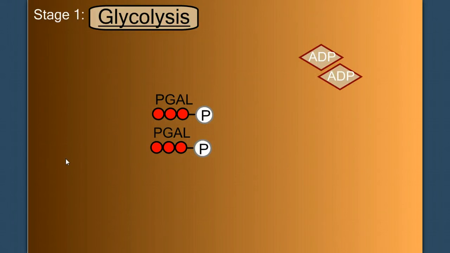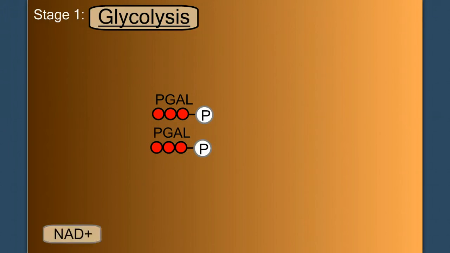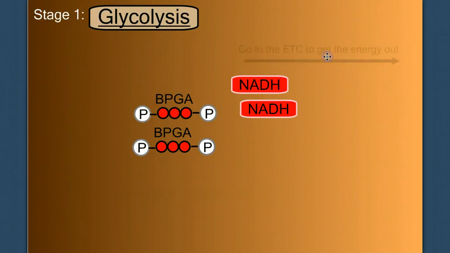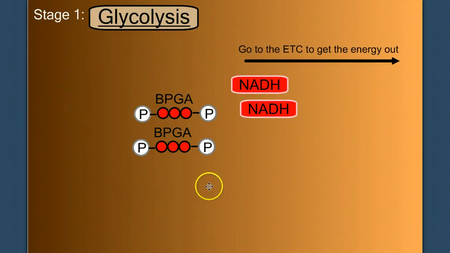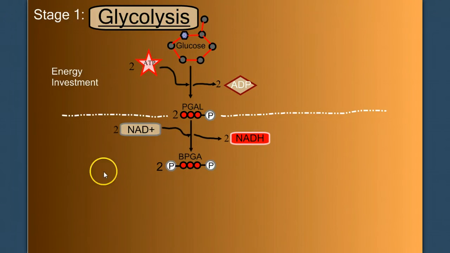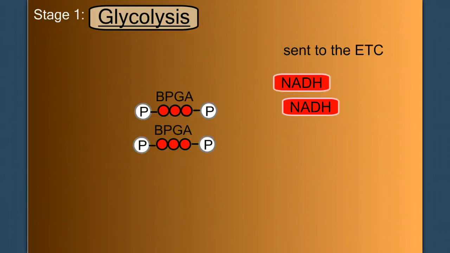Let's look at it again. The 2 PGAL that we have at the end of the first step of glycolysis reduce NAD plus to NADH, which is carrying for us high energy electrons and hydrogen that we'll send to the electron transport chain to get energy out of later. We can add that to our metabolic pathway for that next step. So now we have BPGA, or biphosphoglycerate. Let's look at what happens to those molecules.